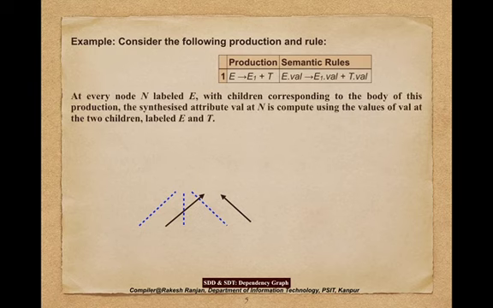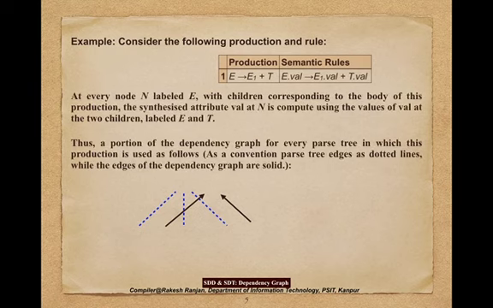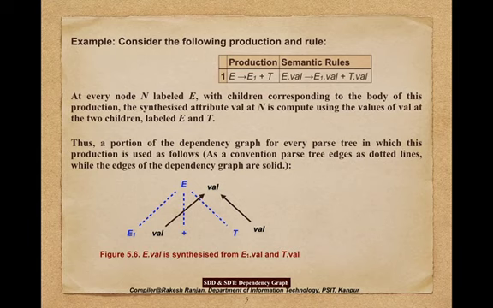Consider the production and semantic rules here. For every node N labeled E, with children corresponding to the body of this production, the synthesized attribute val at N is computed using the values of val at the two children labeled E and T. You can see in the diagram E1 + T, and the value equals the values. So E.val is synthesized from E1.val and T.val.